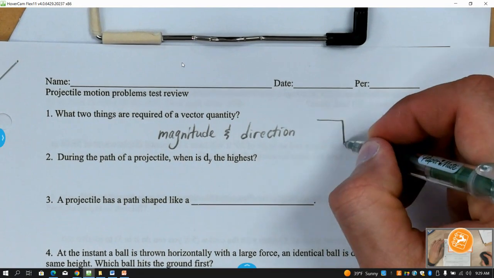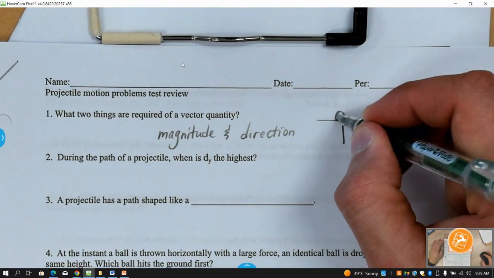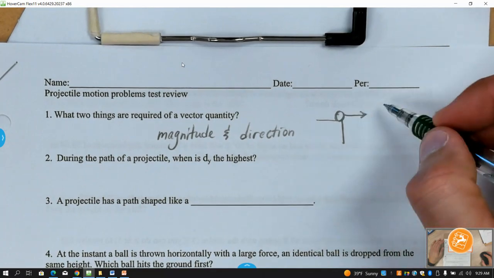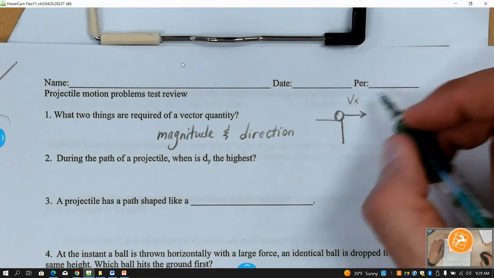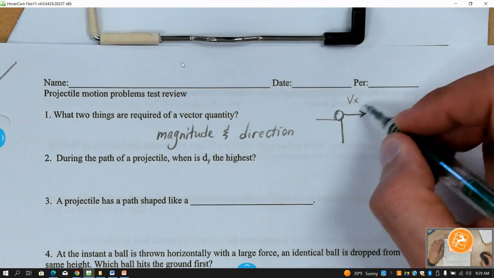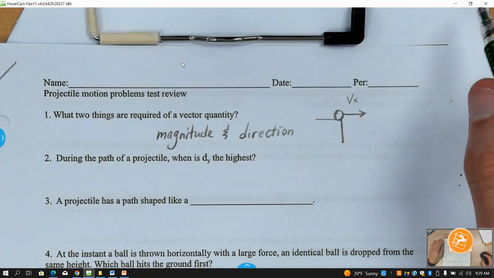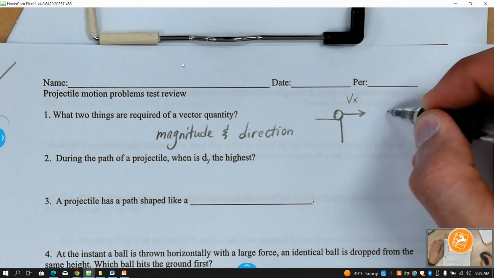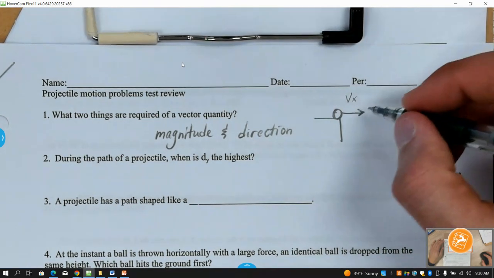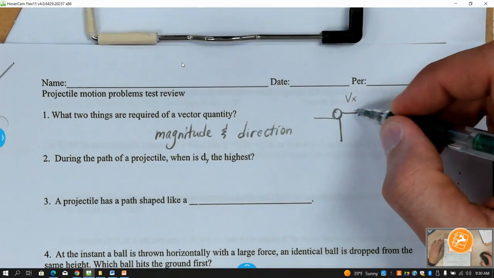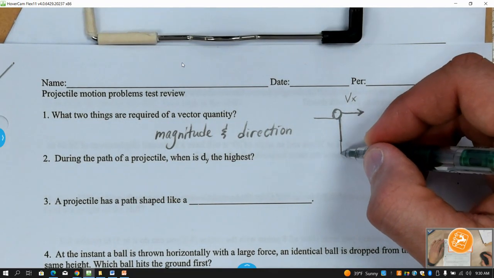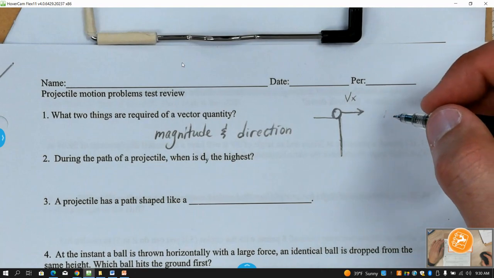So when we, for example, draw in Vx because it's in the x direction, we're showing it in this direction. The arrow is going to represent the speed or velocity, and it's moving in this direction. And then as it's moving through the air, what acts on the object, guys? In the y direction, what starts moving the object? What pulls the object to the ground?